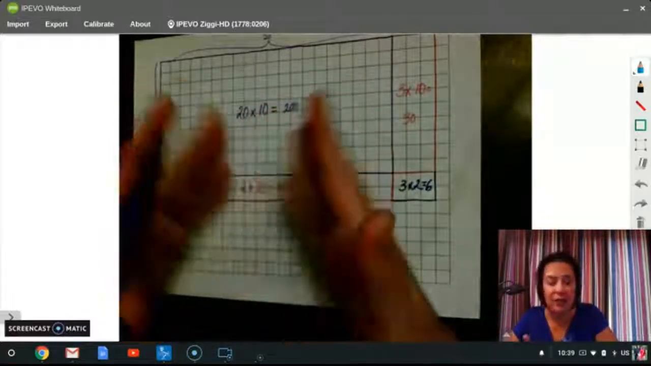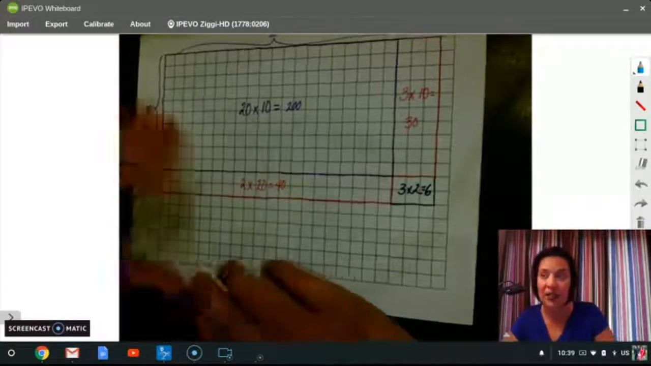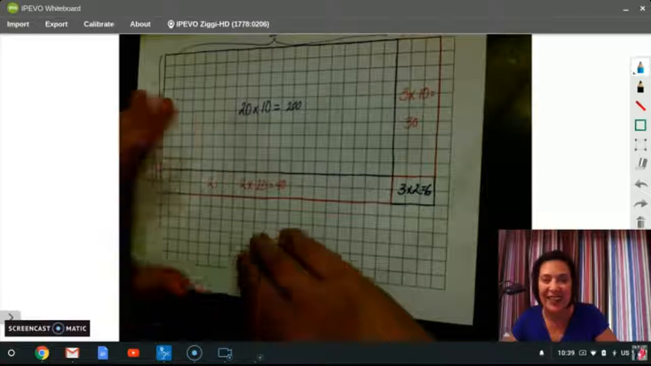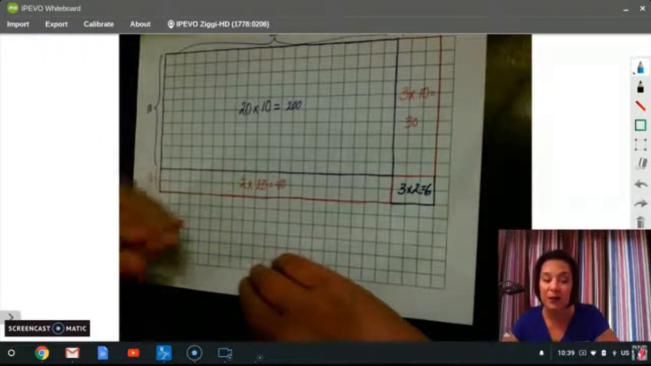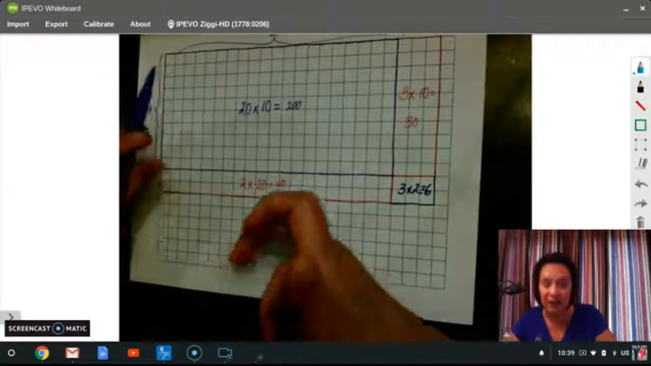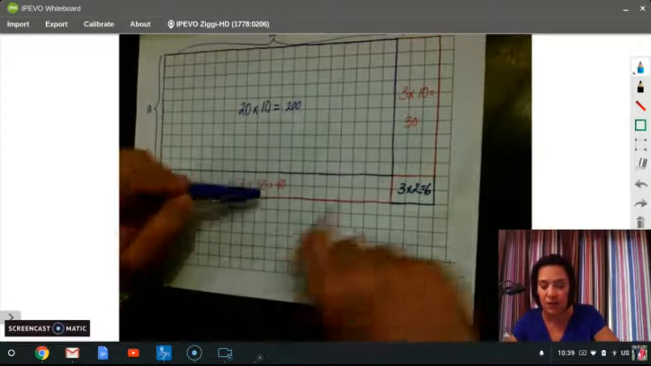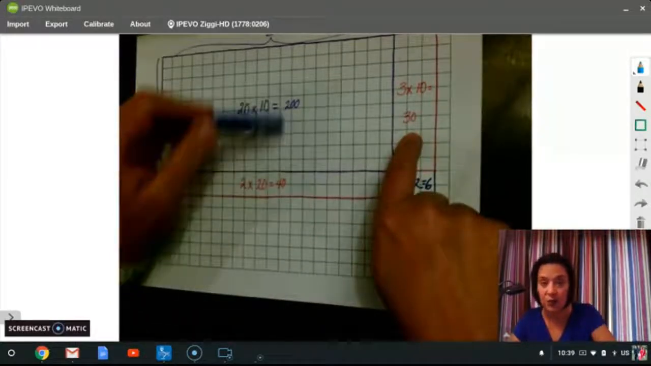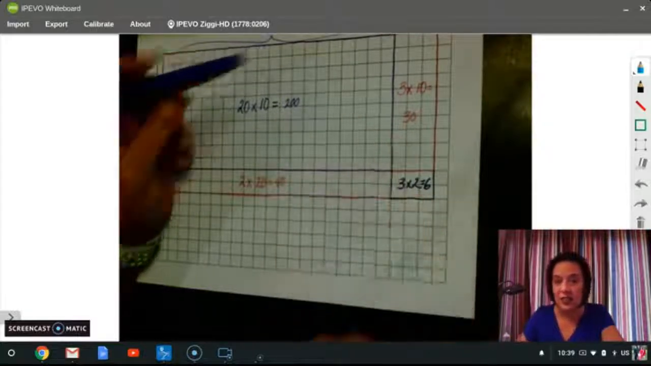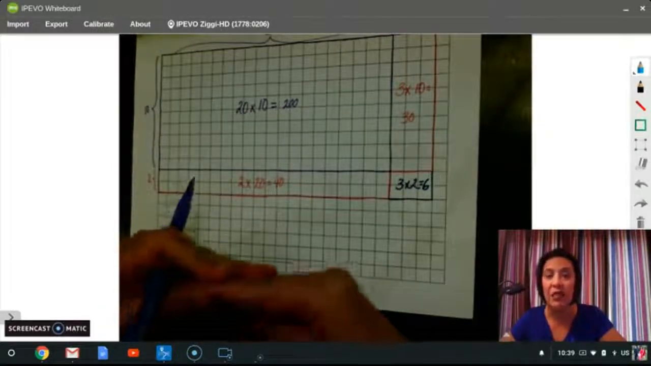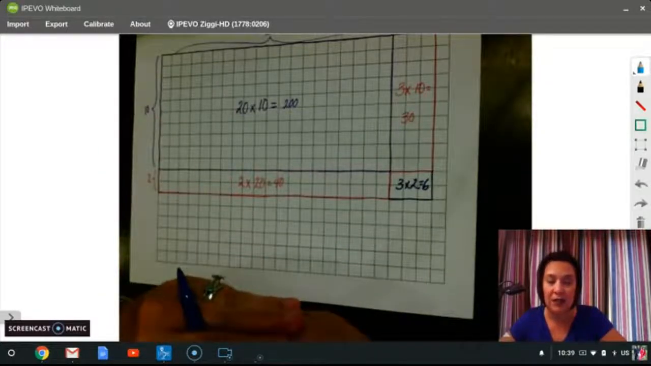So this model is sometimes referred to as area. It's sometimes referred to as partial products. It doesn't matter. This is building what students know about how numbers work. It's building their number sense. So to get our final answer, you could add these all up. 200, 40 plus 30 is 70, so 270. And then again, we have our 6, so 276. It's representing the same thing that you saw when we did the base 10 blocks.